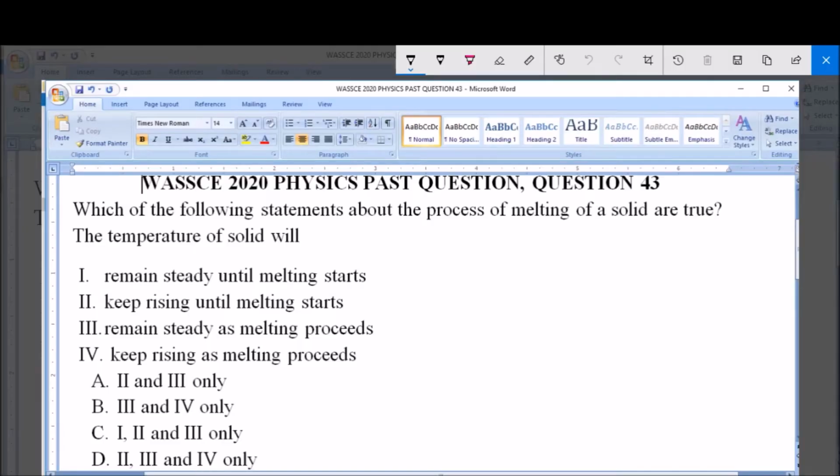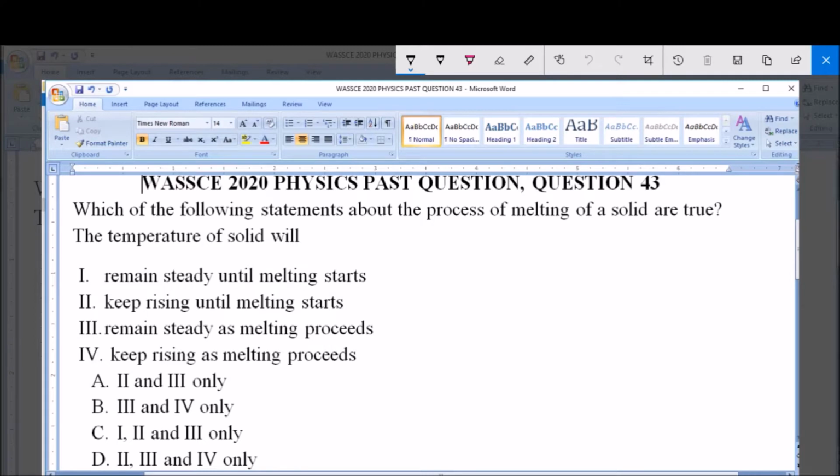I will be answering WASSCE 2020 Physics Past question 43. Which of the following statements about the process of melting of a solid are true? The temperature of the solid will: 1. Remain steady until melting starts. 2. Keep rising until melting starts. 3. Remain steady as melting proceeds. 4. Keep rising as melting proceeds.